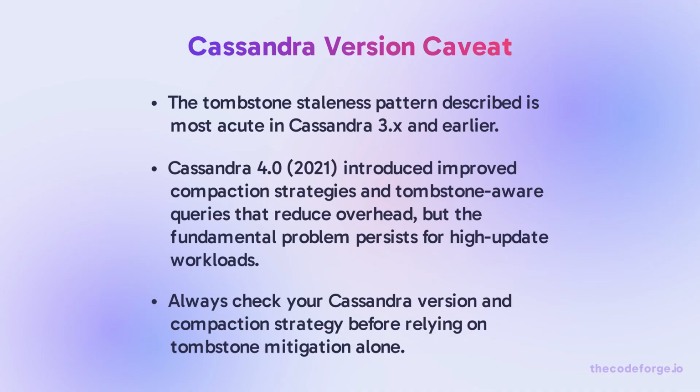The tombstone staleness pattern described is most acute in Cassandra 3.x and earlier. Cassandra 4, 2021, introduced improved compaction strategies and tombstone-aware queries that reduce overhead, but the fundamental problem persists for high update workloads. Always check your Cassandra version and compaction strategy before relying on tombstone mitigation alone.